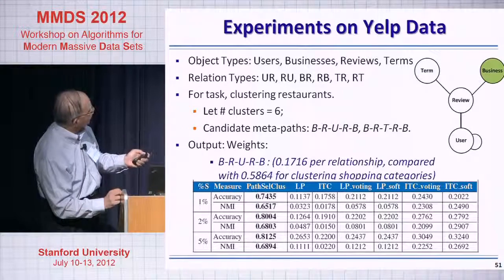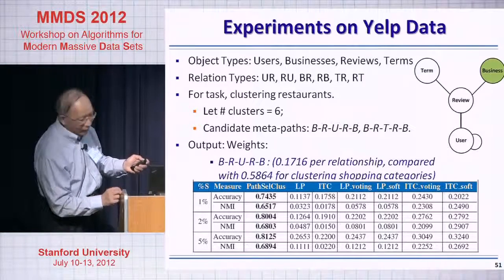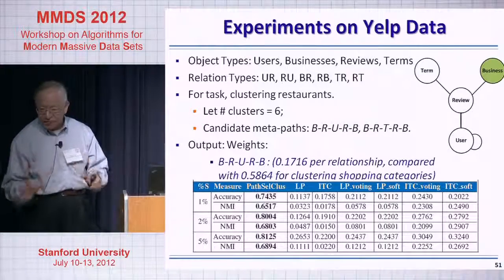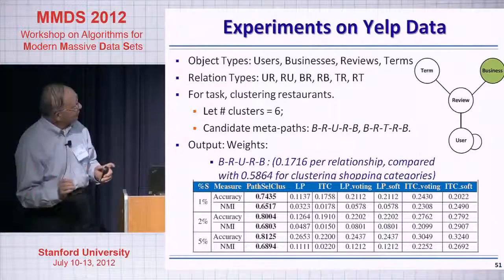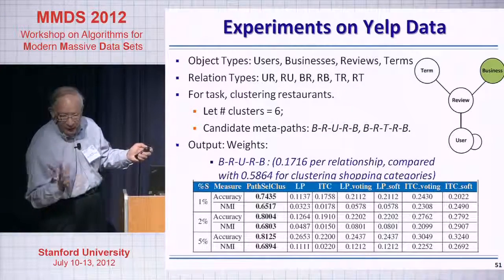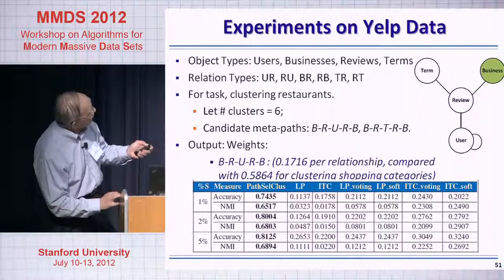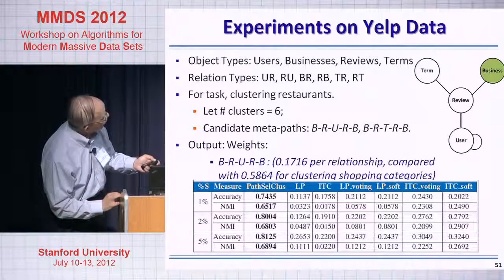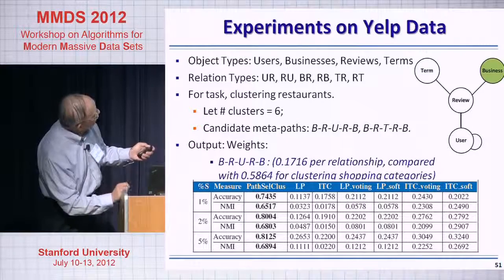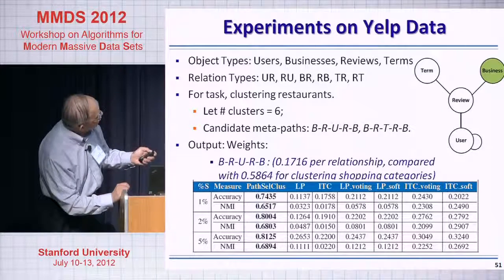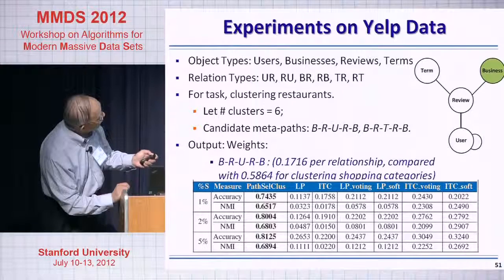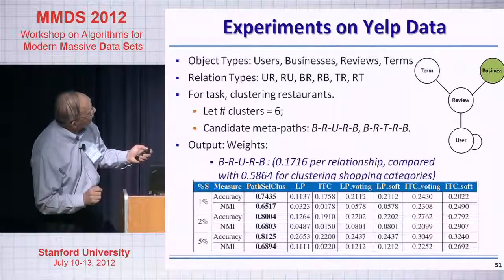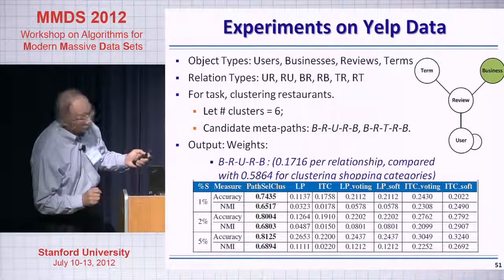Another interesting thing is we tried both on the restaurants and the shopping. We found they really have dramatically different weights on these 2 competitive metapaths. Okay, one is business, review, user, and terms. You look at this: business, review, user, review, business. This is business, review, and term. One is critical on the user. One is critical on the term.